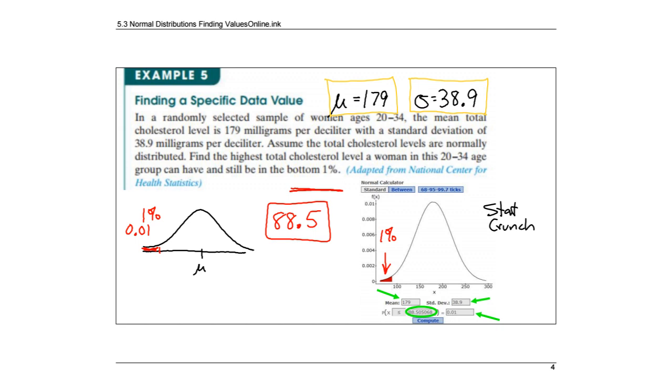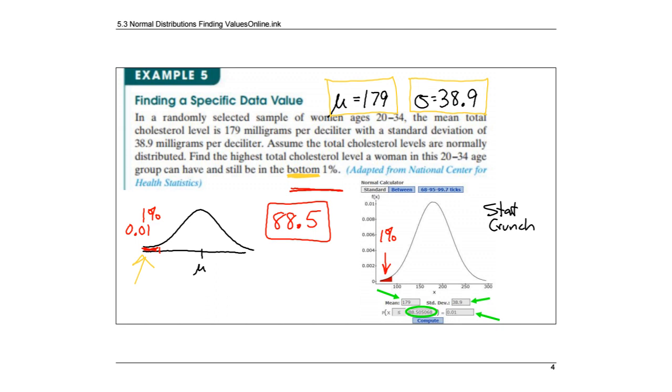Then it says find the highest total cholesterol level a woman in this 20 to 34 age group can have and still be in the bottom 1%. So bottom 1% means that we need to be over here on the left, right? And we're going to change our 1% to a decimal of 0.01.